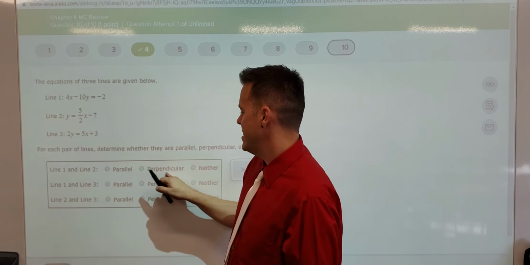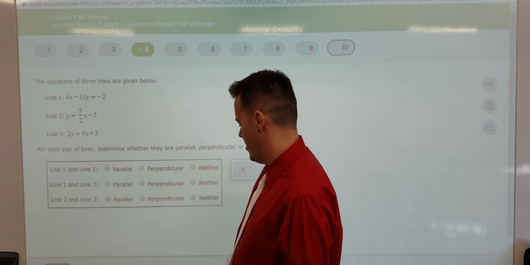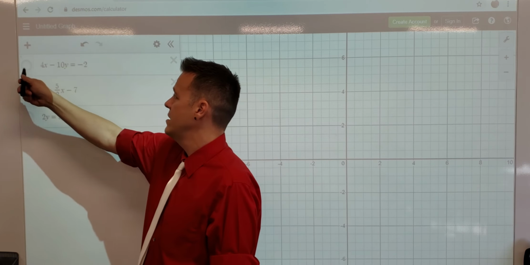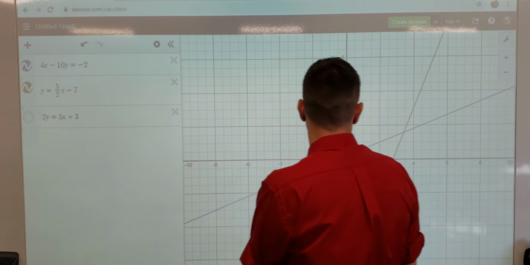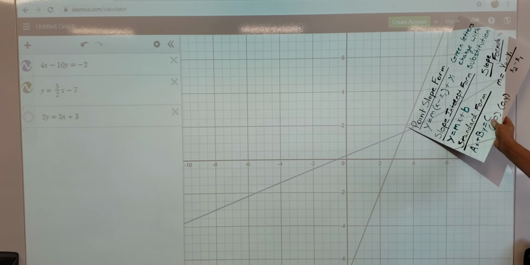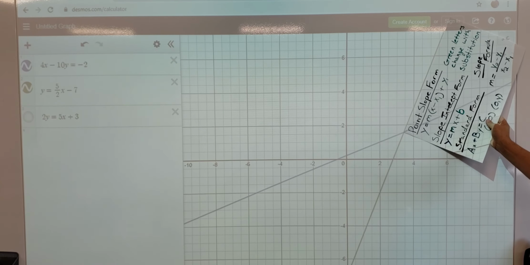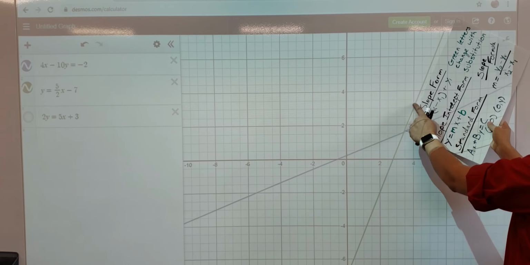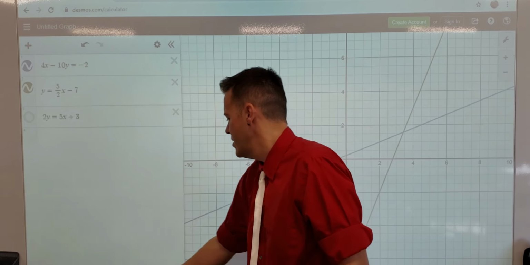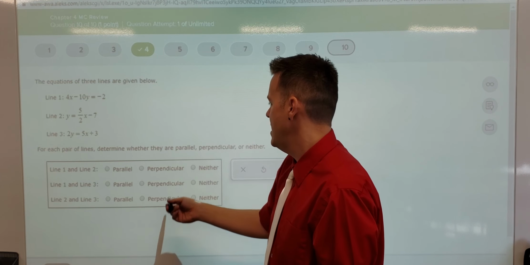So it asks, lines 1 and 2: parallel, perpendicular, or neither. What you need to do is go back in there and turn on lines 1 and 2, and see what it looks like. Remember, there's an aspect of this where it's the paper test. Is this a perpendicular line? The answer, of course, is what? No, because if it was perpendicular, it would come out to here. So on this first one, the answer would be neither.